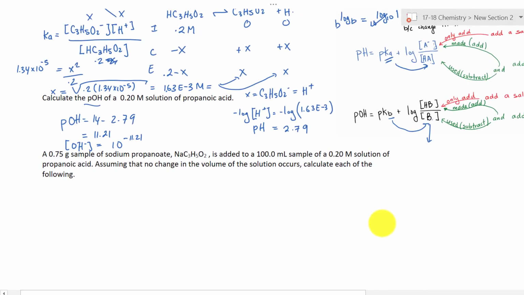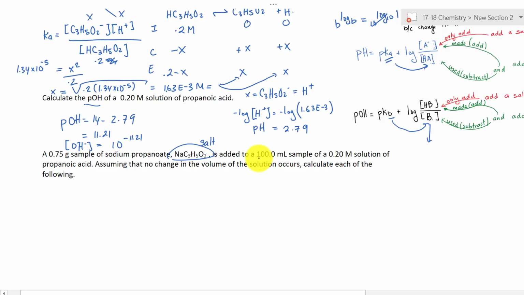Now let's get to, this is only one ICE table. But before, you learned how to use an ICE table on another ICE table. Now, we're going to look at the Henderson-Hasselbalch equation, how we can eliminate the second ICE table, okay? And that's the beautiful part about this. Well, in this scenario, I'm adding 0.75 grams of sodium propionate. And if you look at this, that is the salt that you can add into solution.